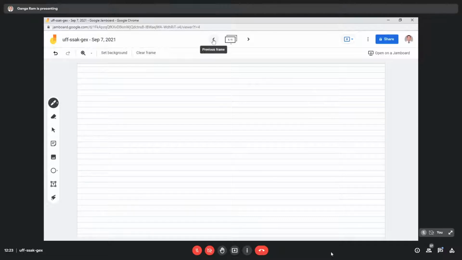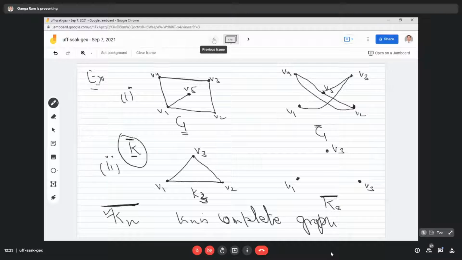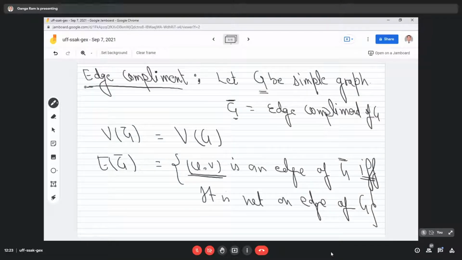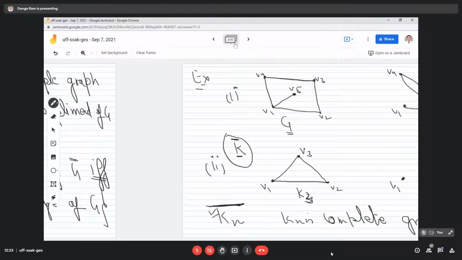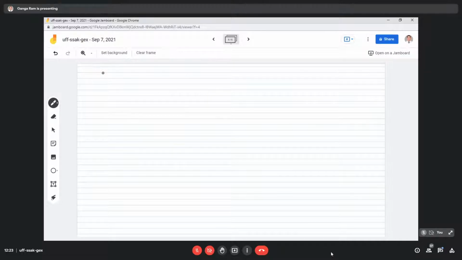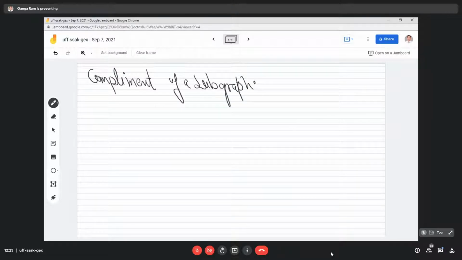I have missed one point here, and I am emphasizing it. This is the edge complement. Next, I am discussing the complement of a subgraph. I leave this for you, I will just explain this one.